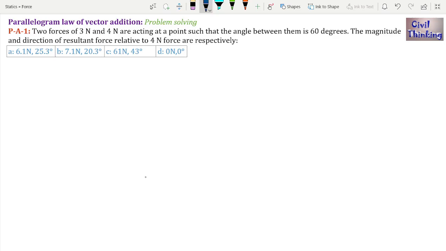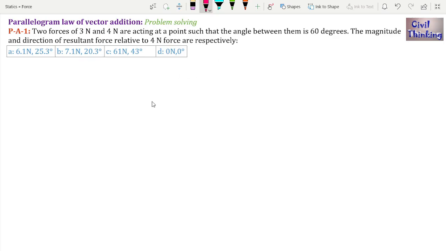Now coming back to the topic, we are going to solve the problem on parallelogram law of addition of vectors. The problem is: two forces, 3 Newton and 4 Newton, are acting at a point such that the angle between them is 60 degrees. The magnitude and direction of the resultant force relative to the 4 Newton force are, respectively.